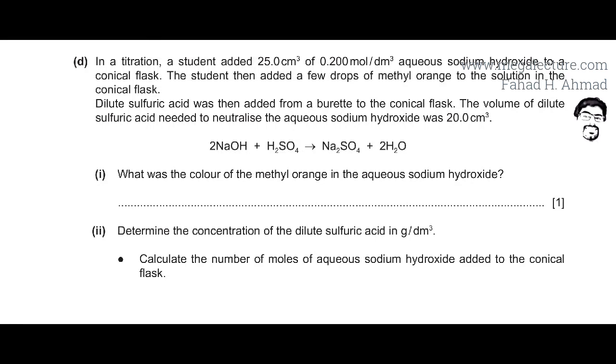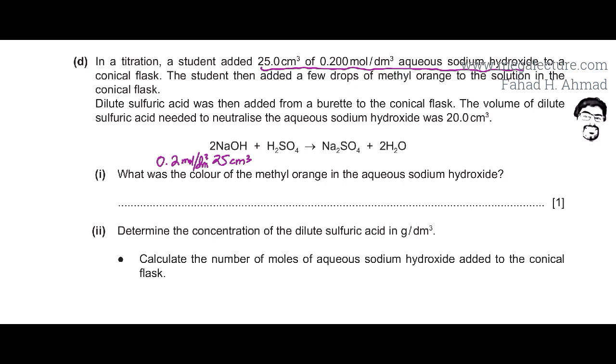In the next part, the question now reads that in a titration, a student added 25 cm³ of 0.2 mole per dm³ aqueous sodium hydroxide. So I'm going to underline this. I have the volume and the concentration of aqueous NaOH, so I'm going to write it over here. The volume is 25 cm³, and the concentration given is 0.2 mole per dm³.